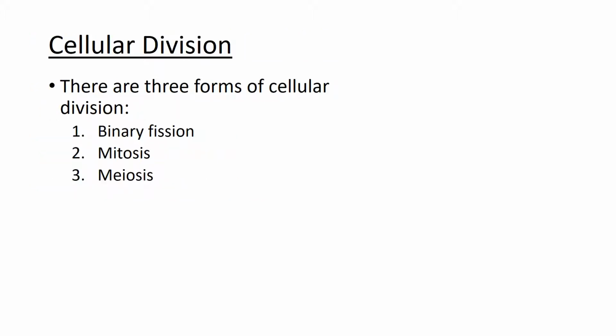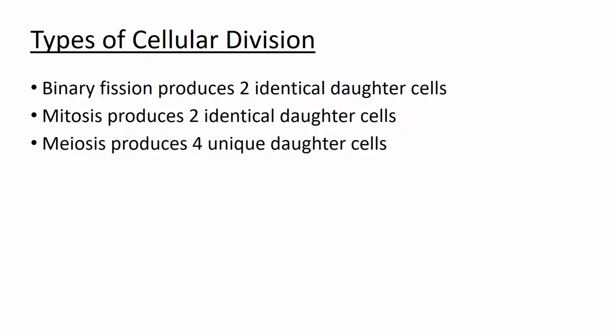There are three forms or types of cellular division: binary fission, mitosis, and meiosis. Binary fission results in two identical daughter cells. Mitosis also produces two identical daughter cells. Identical means the same. They look exactly the same. They are exactly the same. Meiosis produces four unique daughter cells. So you can see meiosis is the odd one out here.